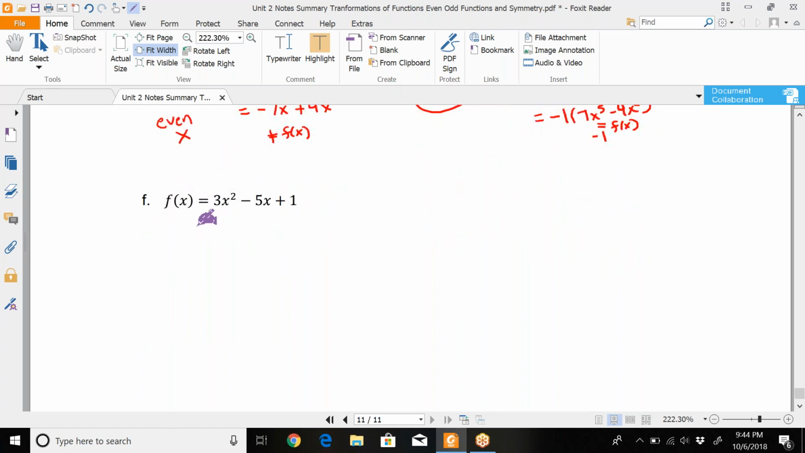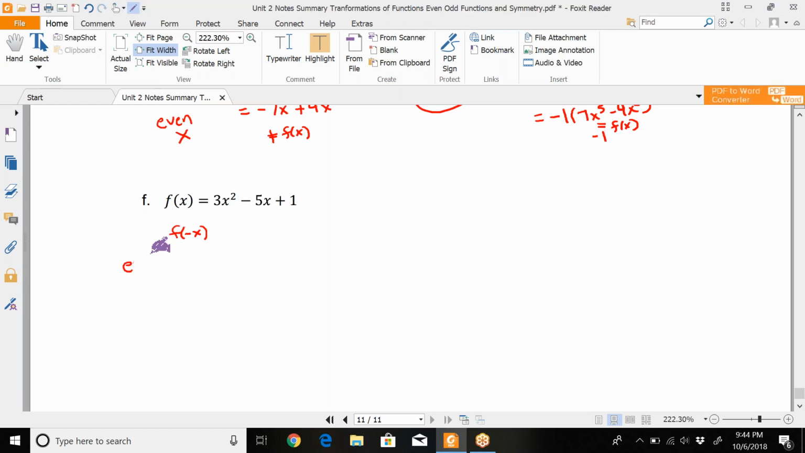And then very last one, this one is neither even or odd. I already told you that ahead of time, but I'll prove it to you. My pen just froze. Hang on just a second. Maybe I will. There we go.